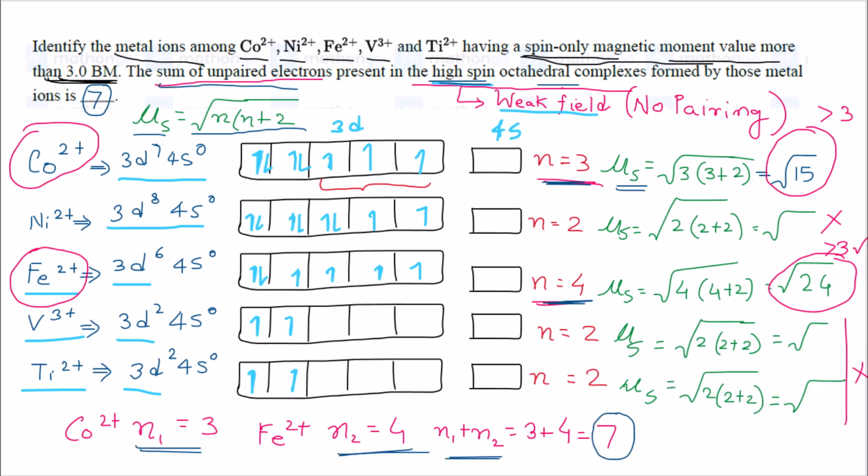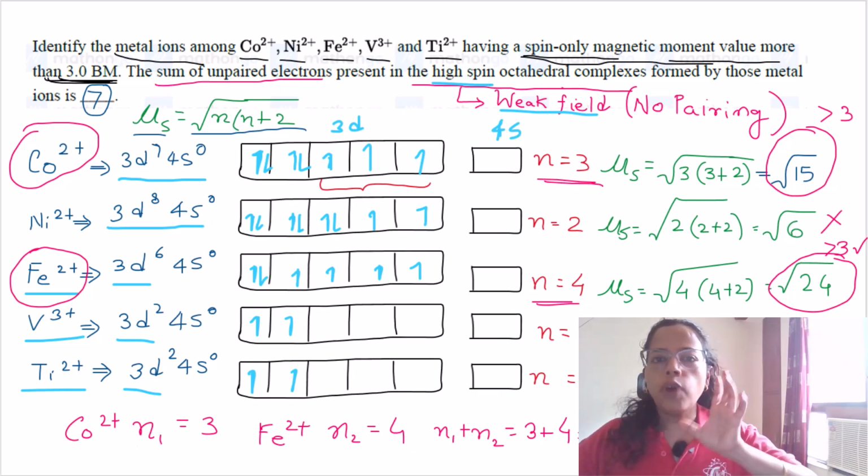Here is a small error. Previously I had written for nickel 2+, vanadium 3+ and titanium 2+, which have n equal to 2, number of unpaired electrons equal to 2, that their μs is √6. So not √6 but √8. Please correct it in your notes if you too have written √6. So it is √8.